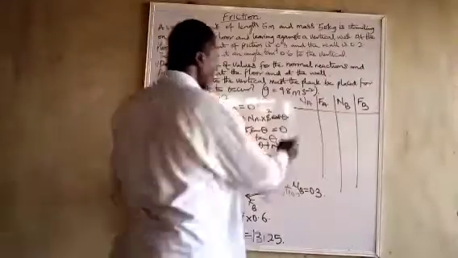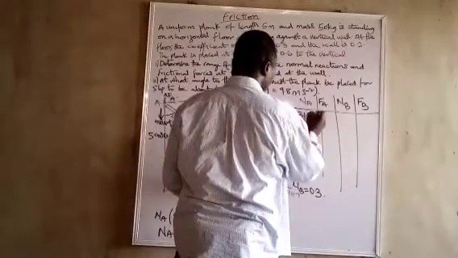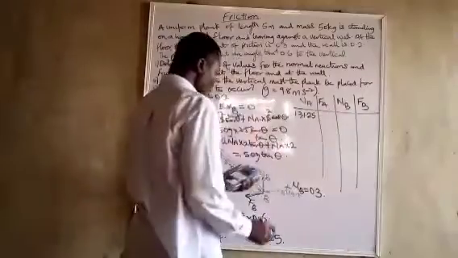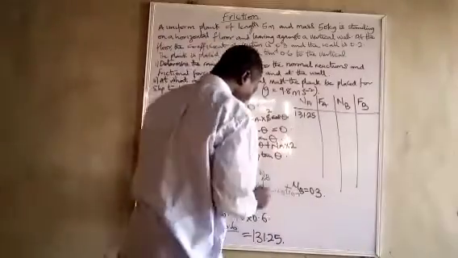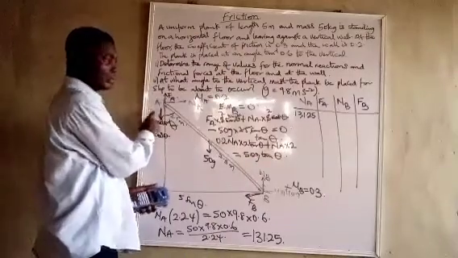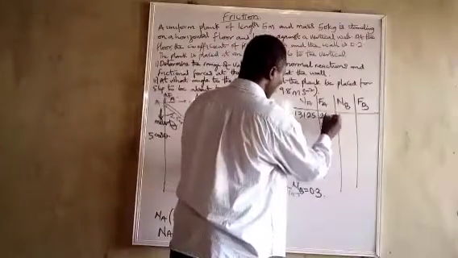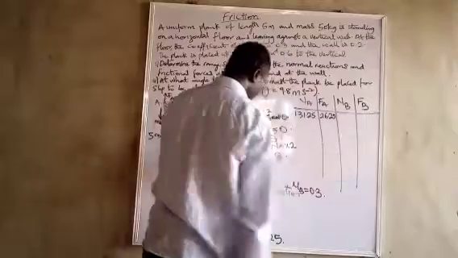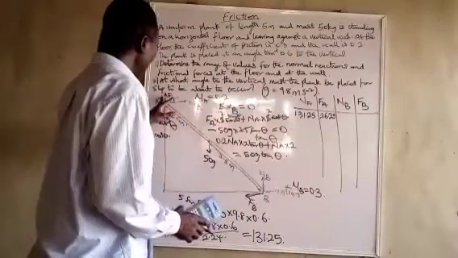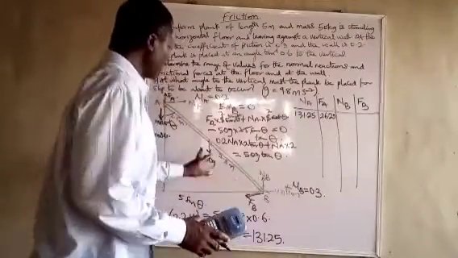So if I have this one as 131.25, what will I have here? FA will be equal to this one times 0.2. But motion, we have said that we assume motion is impending here. So this one is 26.25. And from this place we can see that FA plus NB must give us 50G.